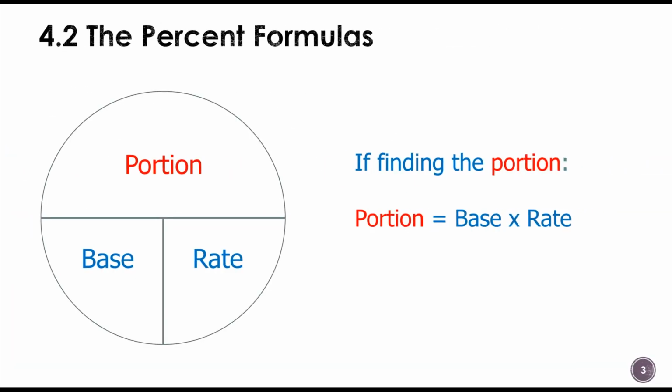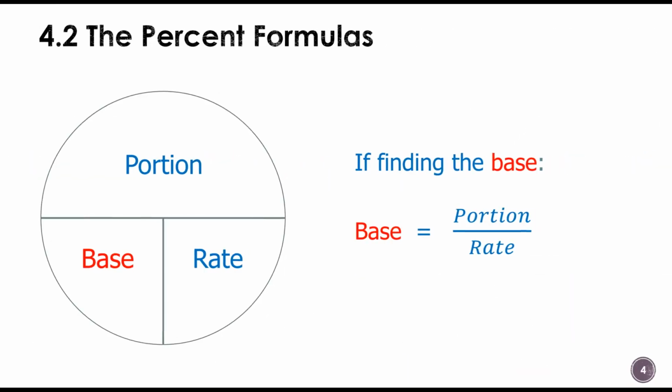So this circle is something that can be very helpful to you when you're setting these problems up. And you guys, you have to practice these because they can be quite difficult sometimes. So if we're looking for the portion, we're going to multiply the base times the rate. So you can think of this line here as division, right? And this line, when they're side by side, as multiplication. So if we need the portion, we just multiply the base times the rate, and we have that.